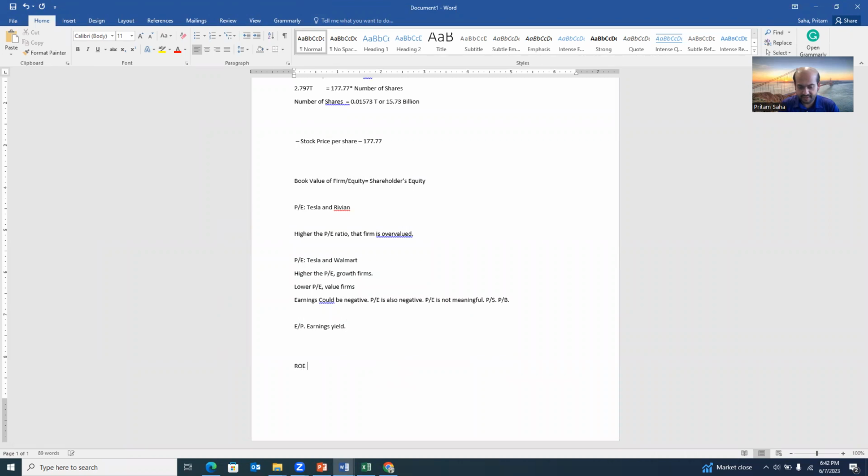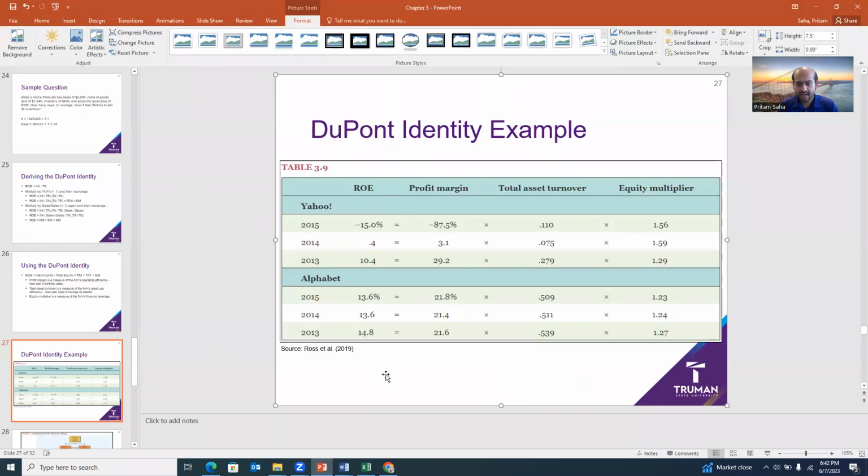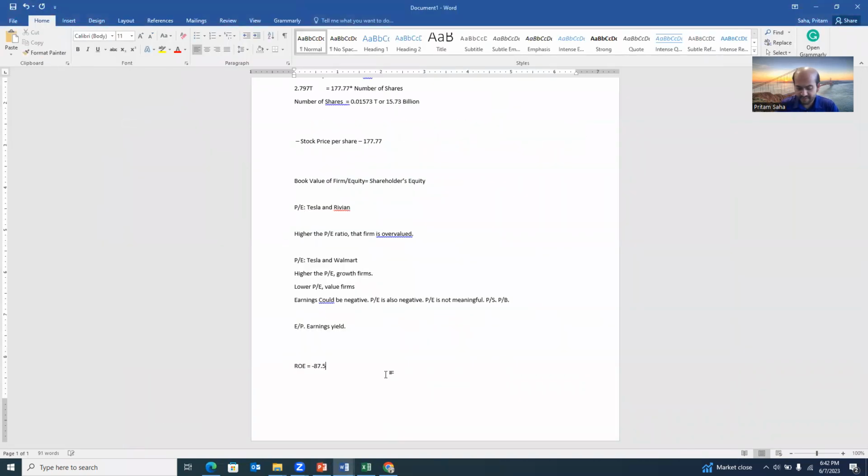Return on equity is basically minus 87.5% times 0.110 times 1. Because I assume equity multiplier is 1. So the value is 9.625% negative, okay?